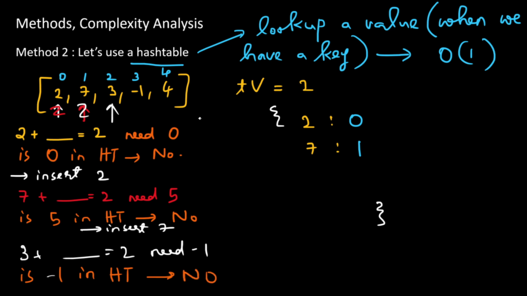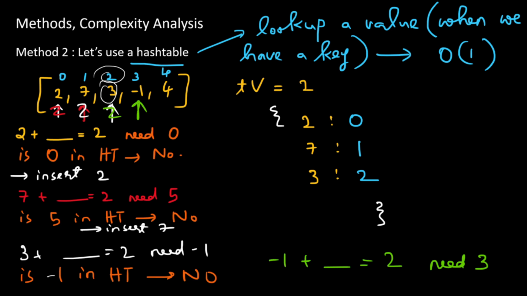So what do we do? We insert this 3 into the hash table. So that's 3, 2. 3 is this value and 2 is the index, which is this one over here. So we insert 3 and 2 into the hash table. Now we again move the pointer and we have minus 1. So minus 1 plus something is equal to 2. So the needed value at this point is 2 minus minus 1, which is equal to 3.